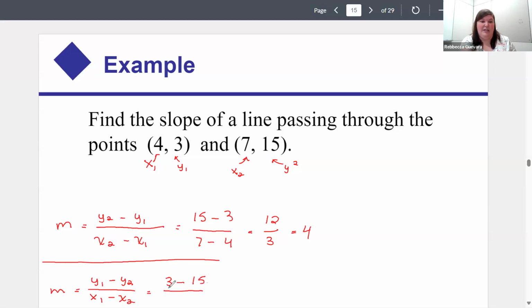If we use the other version of the equation, so y1 is 3 minus my y2, which was the 15, my x1, 4 minus the x2, which is the 7. So the only thing that changes here is that you have negative 12 on top, negative 3 on bottom. Still that negative cancels out and you get a slope of 4.